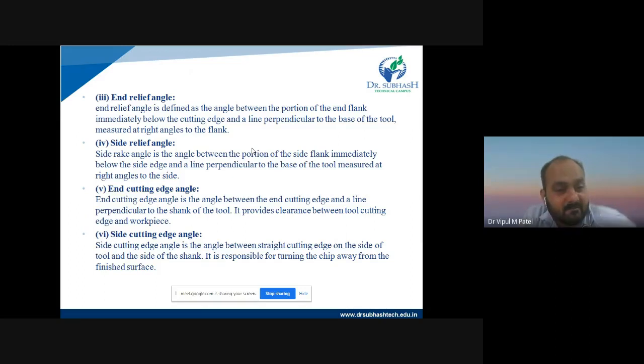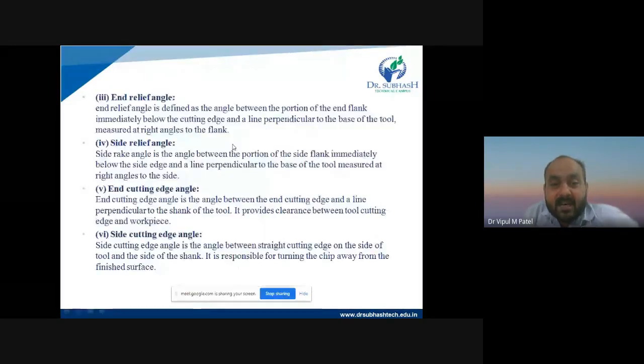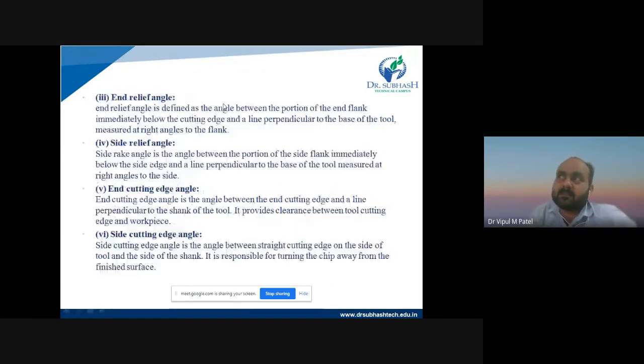Why workpiece? Because it is the end cutting edge angle. So it is the angle between the end cutting edge, and a line perpendicular to the shank of the tool. Where is the end cutting edge? It is over here. And where is the shank? The shank is over here. So this line is perpendicular to the shank. Understand? That's why it provides a clearance between the tool cutting edge and the workpiece.